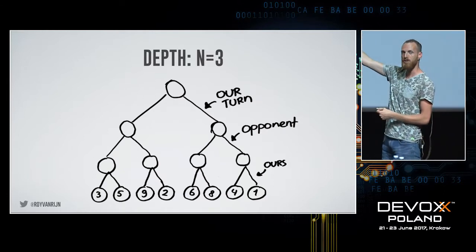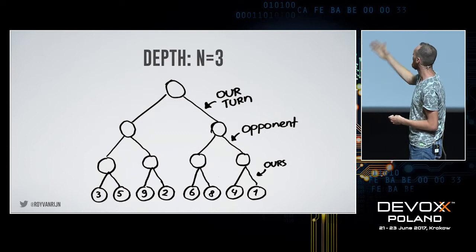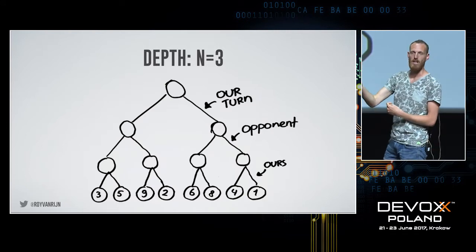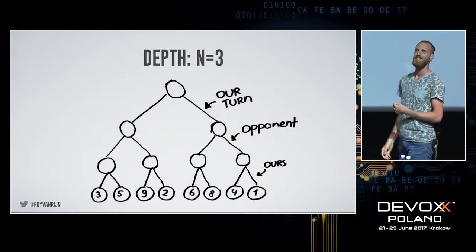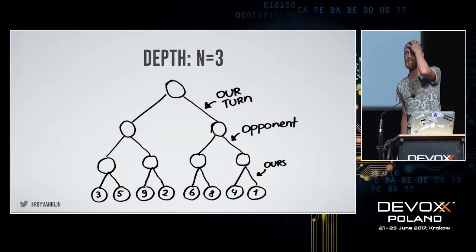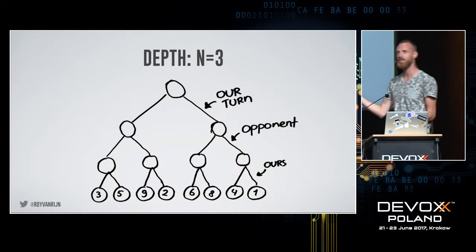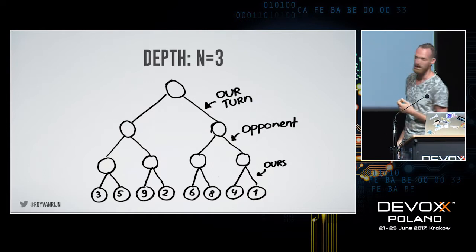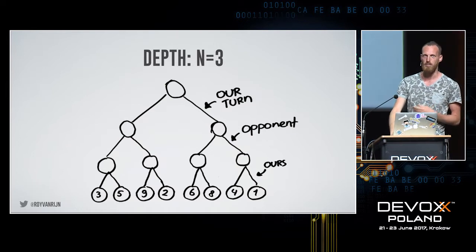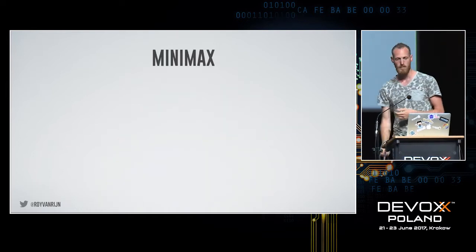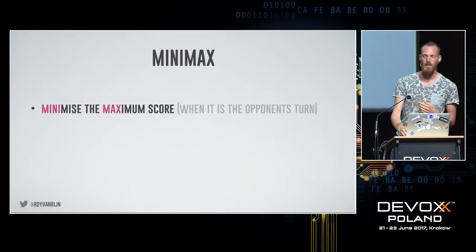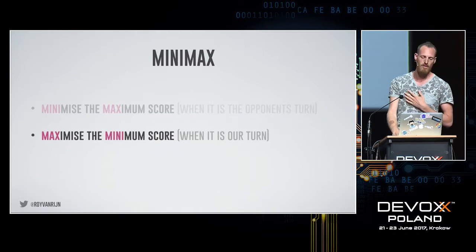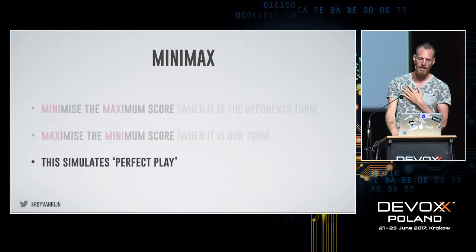So the first step, it's our turn. We can go either left or right. Then the opponent gets to pick. And then we get to pick. Do we go left or right? All of a sudden, this isn't trivial anymore. For a computer, it's trivial, but for us, it's like, if we go that way, how do you calculate this? It turns out there's a very simple algorithm that does this for you, and it's called Minimax. When it's the opponent's turn, you try to minimize the maximum score, and when it's your turn, you try to maximize the minimum score. This is perfect play.